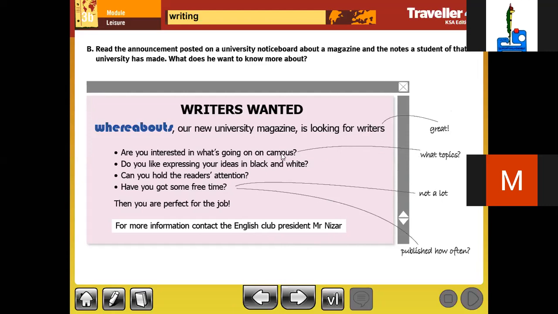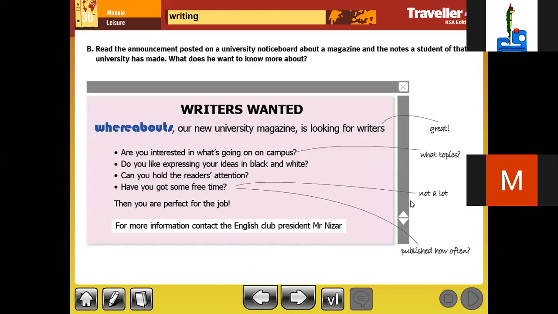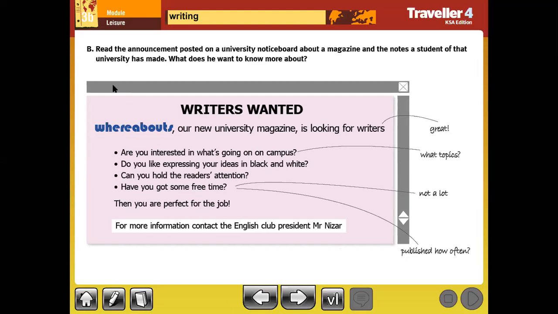The writer here wrote some notices like great. He wants to be a writer. And when they said that the topics will be about campus, he asked what the topics are, and the amount of free time. He will ask about the amount of free time needed and about how many times the magazine is published. So let's try to see what he wrote and if he covered his notices or not.